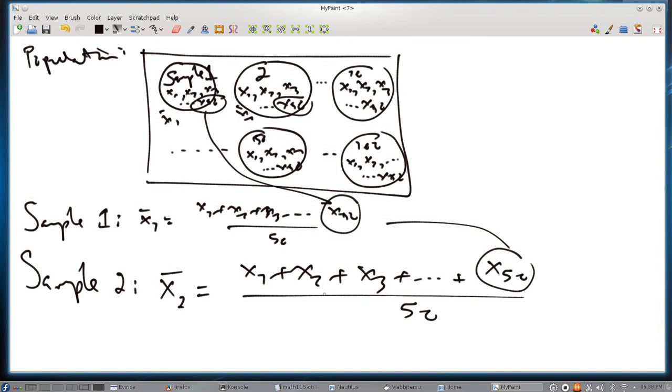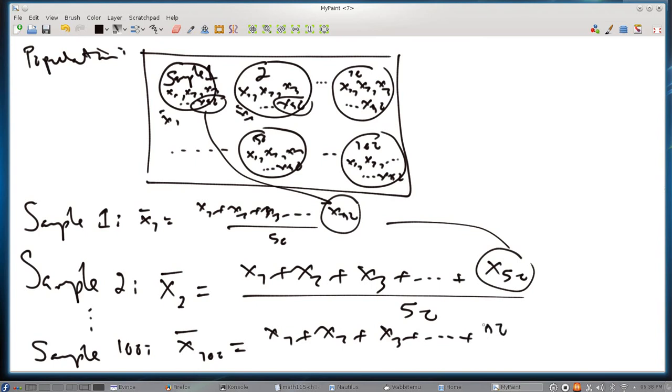And then if you carefully compute this, you will see that we can go all the way up to sample 100. And I'm going to just call it 100, and that's going to be x100 bar equals, again, x1 plus x2 plus x3 and so on all the way to x50 and divided by 50. Okay, and the key now, the second property claims that if we construct a histogram, it would tend to produce a normal distribution.